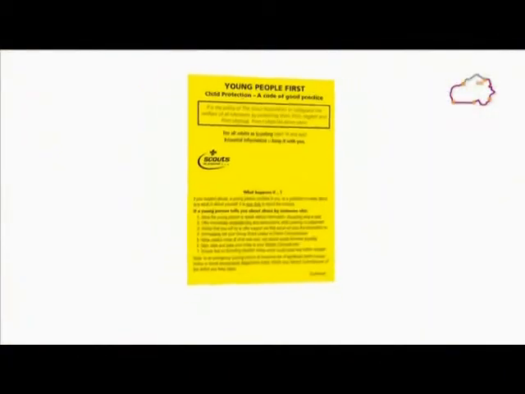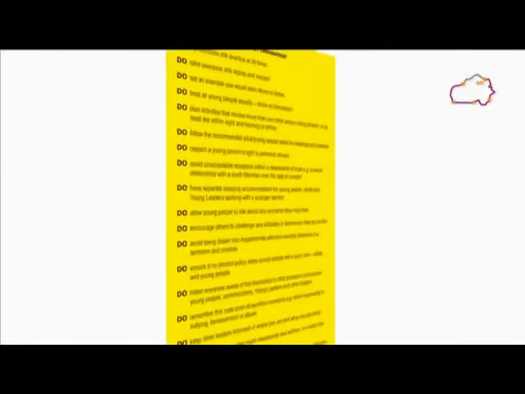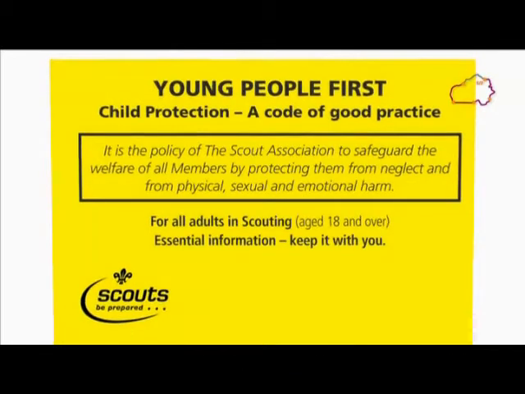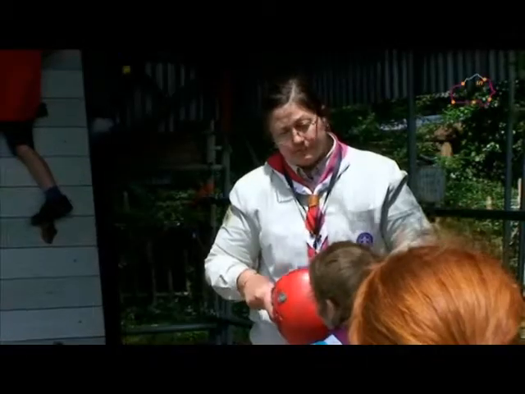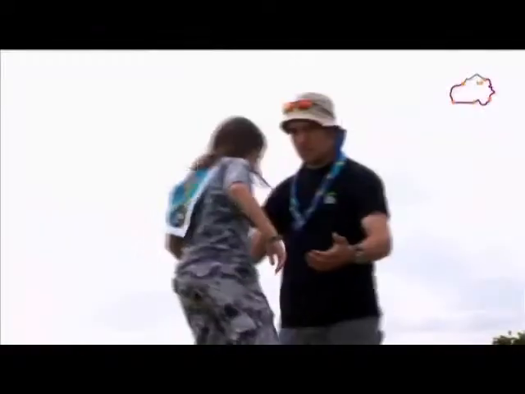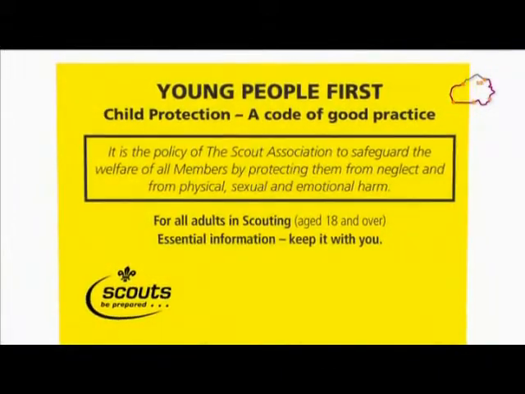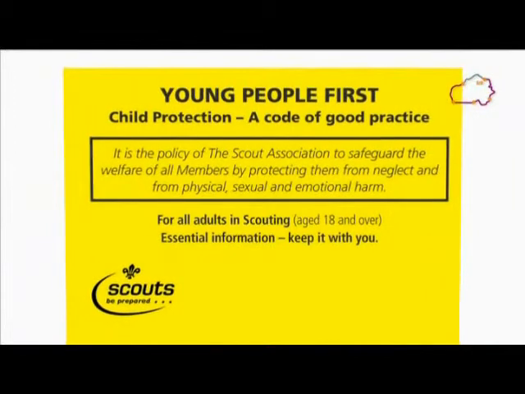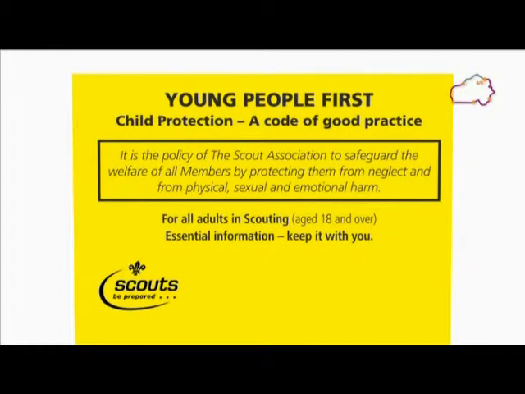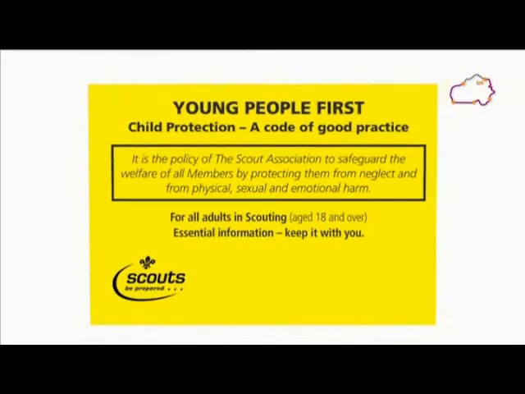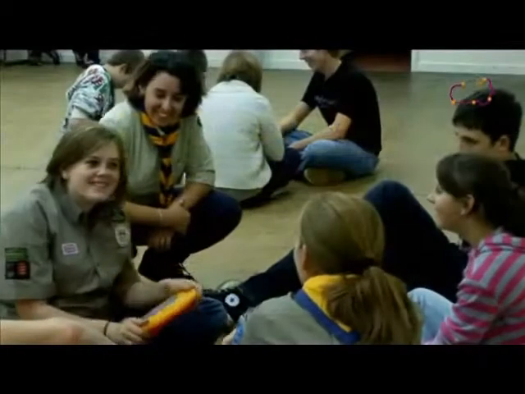The Young People First Code of Practice, also known as the Yellow Card, gives practical guidance on the child protection policy and a code of good behaviour for all adults in Scouting. The code should be followed at all times, whenever adults have contact with youth members, not just at Scout meetings and activities. It is the policy of the Scout Association to safeguard the welfare of all members by protecting them from neglect and from physical, sexual and emotional harm. All adults in Scouting should have a personal copy to keep and refer to.